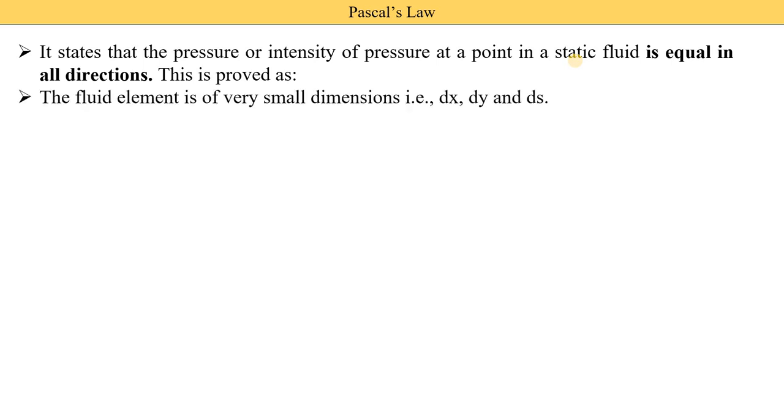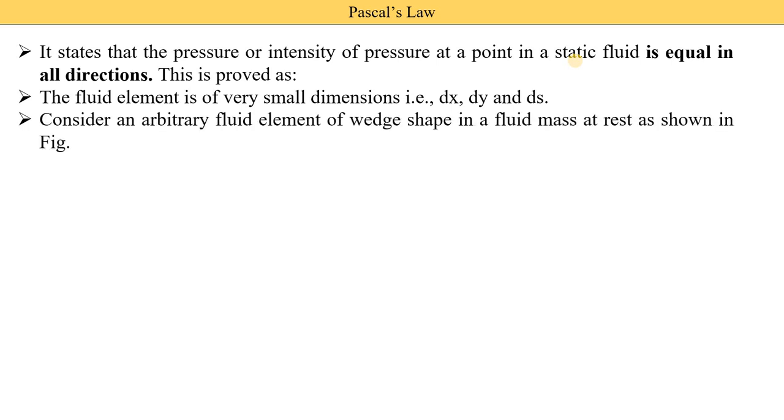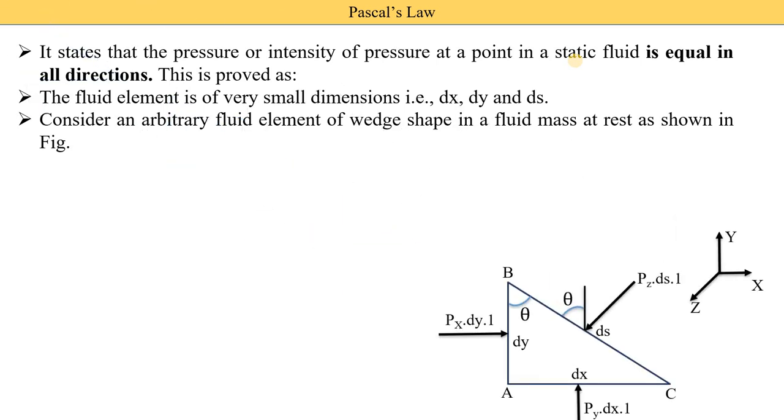The fluid element is of very small dimensions, means we consider a fluid element whose dimensions are dx, dy and ds, and these dimensions are very small. Now for that we consider an arbitrary fluid element of wedge shape in a fluid mass at rest as shown in the figure. Here we consider a triangle A, B, C. Here we mention it is a wedge shape, means in 3D it has certain width. Then it is called the wedge shape. So from the front view, the wedge shape looks like a triangle.